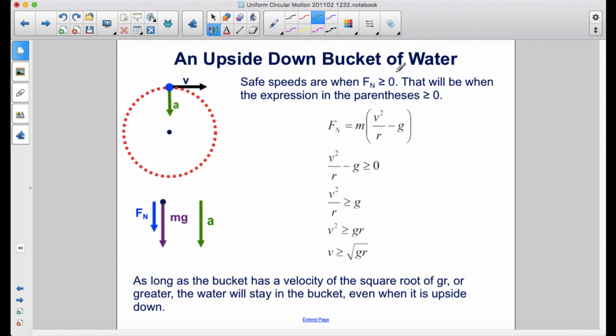That will be when the expression in the parentheses is greater than or equal to 0. So we take this piece here, set it equal to 0, or greater than or equal to 0, and solve for velocity, and we see that as long as the bucket has a velocity of the square root of g times r, or greater, the water will stay in the bucket, even when it is upside down.